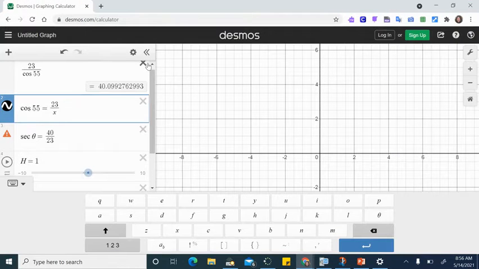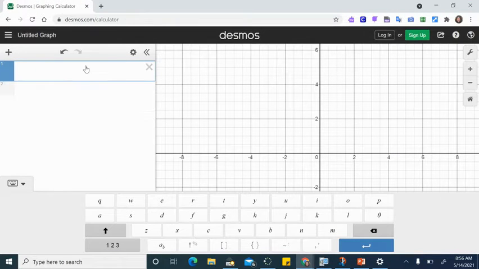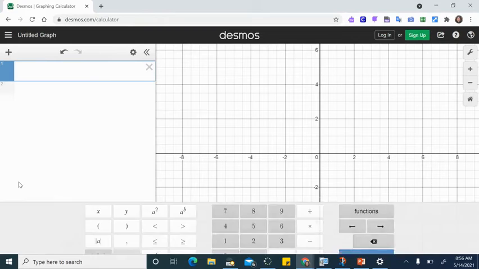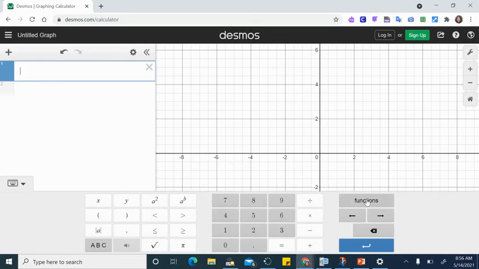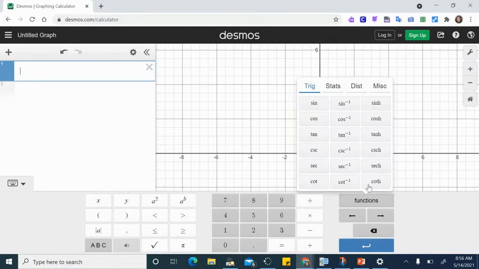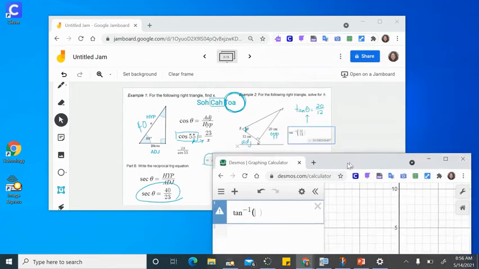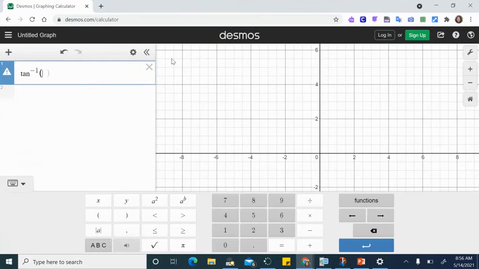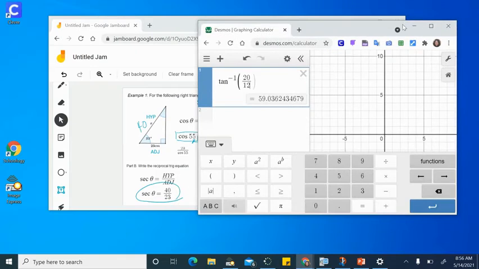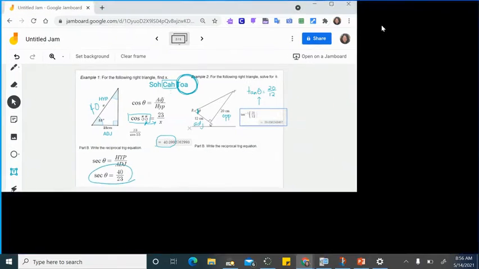On Desmos, the way you do inverse is we go into the functions over here, and then it's in Trig. So this -1 means inverse tangent. And then I forget what we were doing the inverse tangent of. 20 over 12. Here we go. And it tells us it's about 59. Okay, 20 over 12 is about 59.